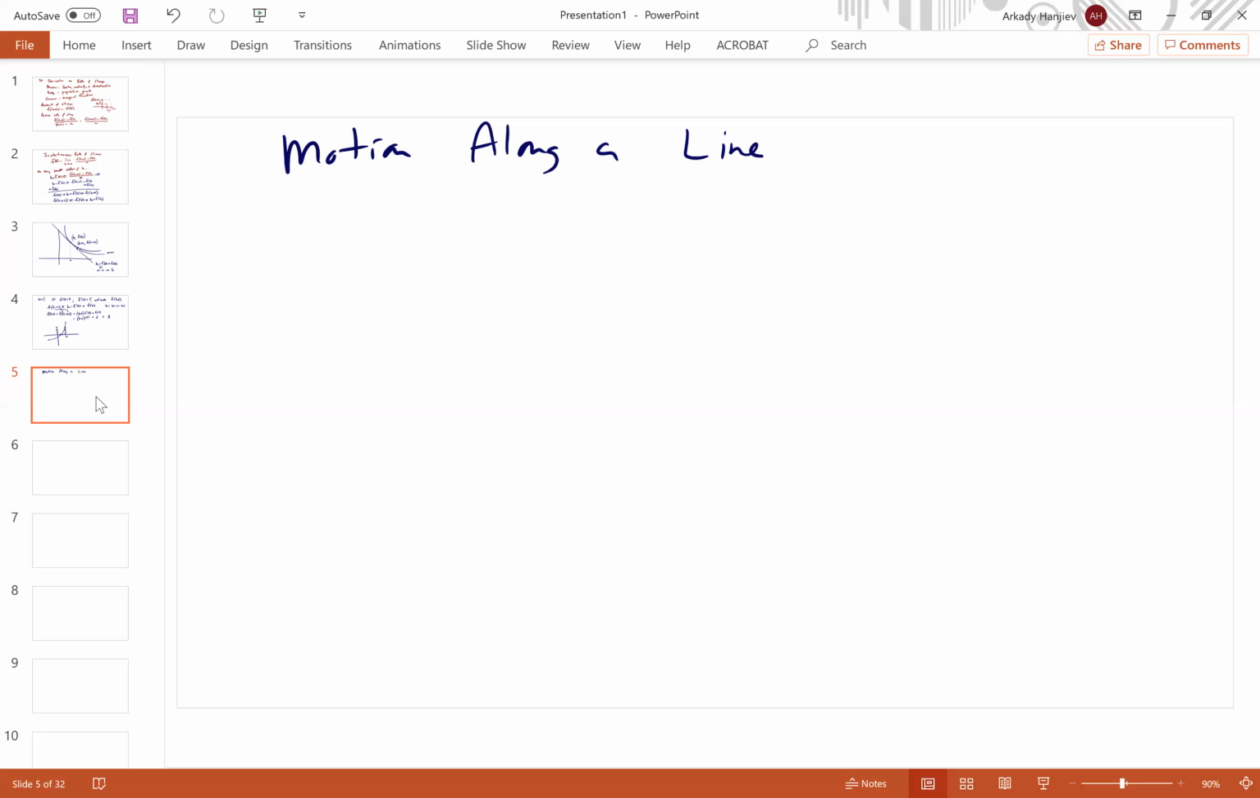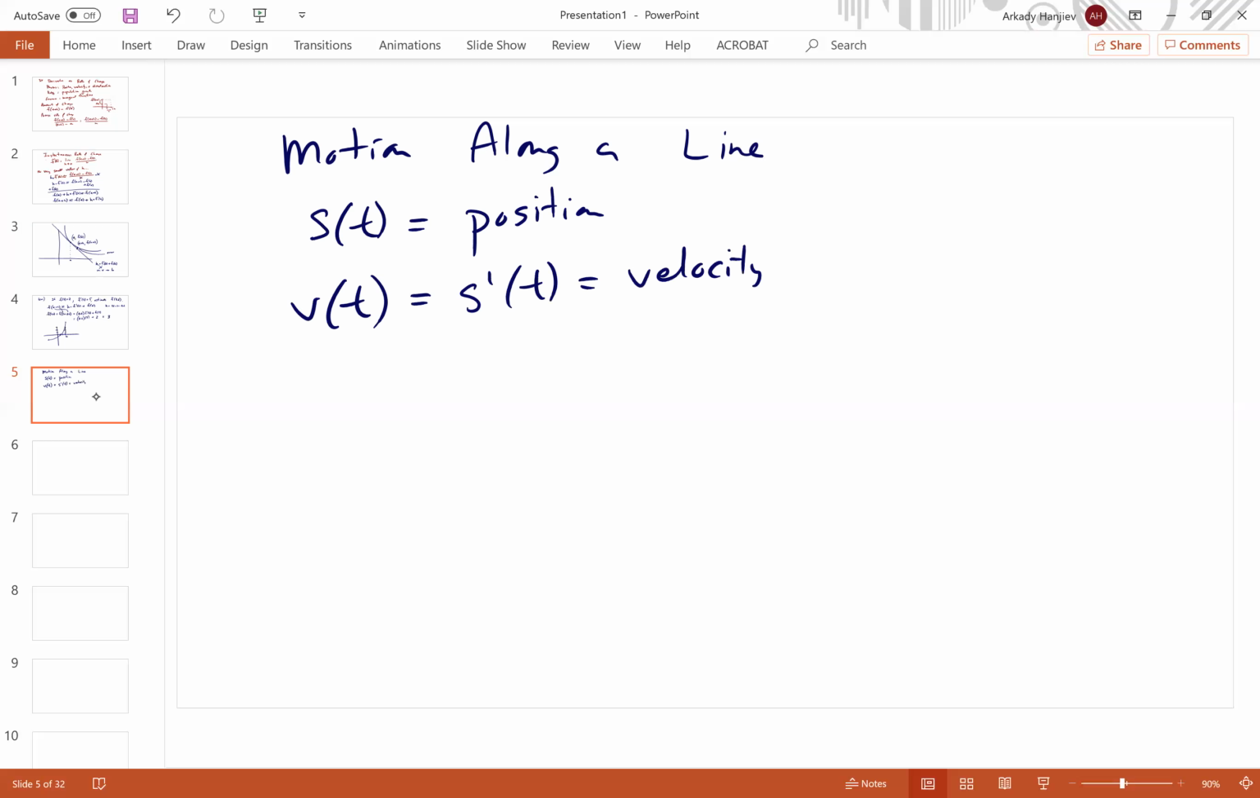Some notation for physics. S of t, which is position. And the t is always going to be in terms of time. So whenever you say S of t, you're talking about position, how high it is, how low it is. And then we go to the next one, which we talked about last time. We can figure out velocity by taking the derivative of position, and that's going to give us velocity.